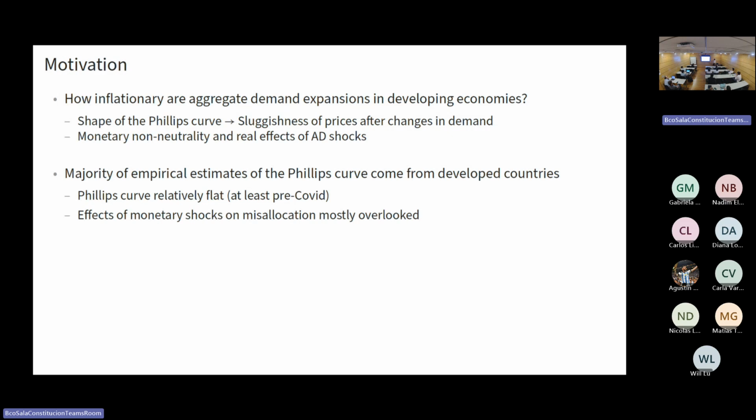Now, when you think about what it is in the data that we know about the shape of this important object, the Phillips curve, then you discover quite quickly that the vast majority of the empirical estimates of this object come from very developed countries, which are a particular subset of countries. And they focus mostly on its slope, not on what shifts the Phillips curve. The wisdom that we have is that at least if you focus pre-COVID, then this object, the Phillips curve, is relatively flat, which means that inflation doesn't move very much after a temporary change in aggregate demand. Okay? And as I said, most of the literature, with the exception of one particular paper, and we're talking about it, focuses on the slope of the Phillips curve and ignores the effects of monetary interventions on this allocation. Okay? We're going to be talking about that very much.